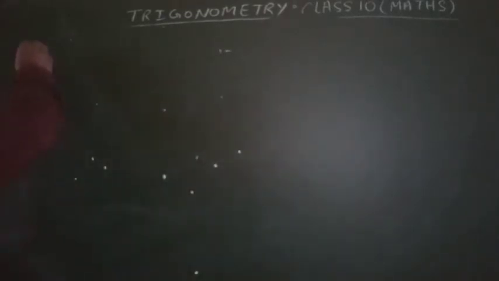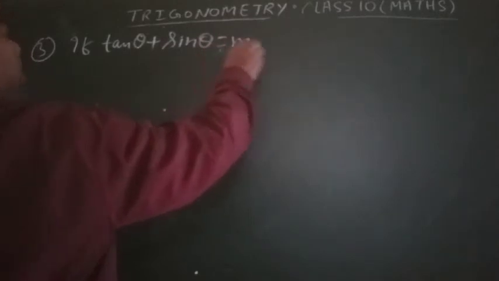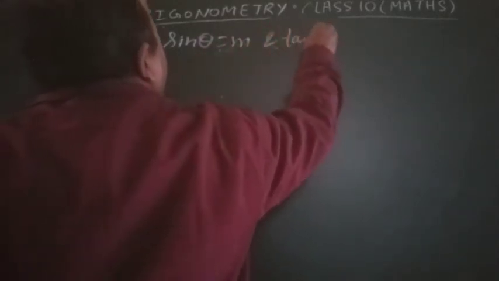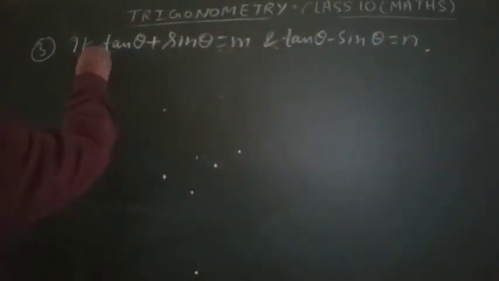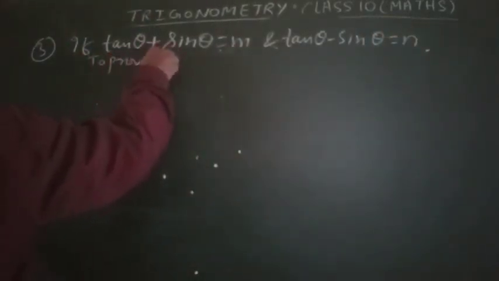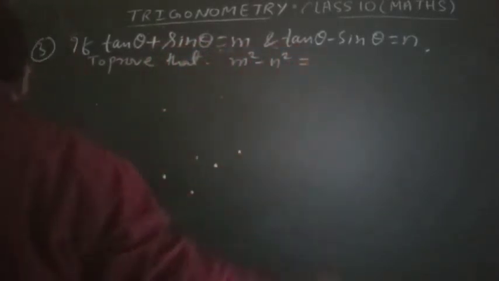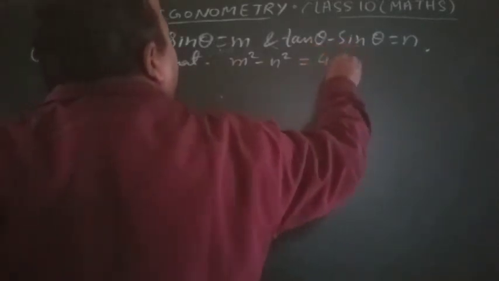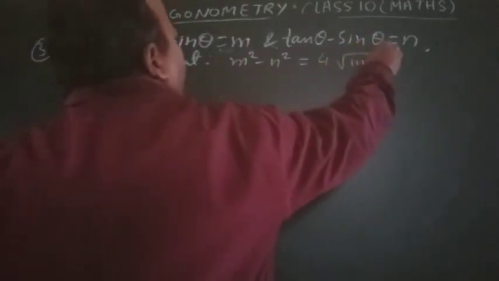Now the third question. If tan theta plus sin theta equals m and tan theta minus sin theta equals n, prove that m^2 minus n^2 equals 4 under root mn.